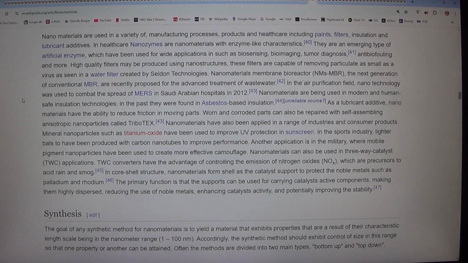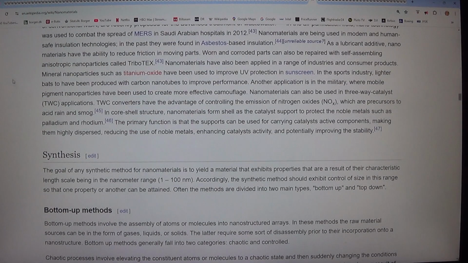Nanomaterials are being used in modern and human-safe insulation technologies. In the past they were found in asbestos-based insulation. As a lubricant additive, nanomaterials have the ability to reduce friction in moving parts. Worn and corroded parts can also be repaired with self-assembling anisotropic nanoparticles called TriboTEX.